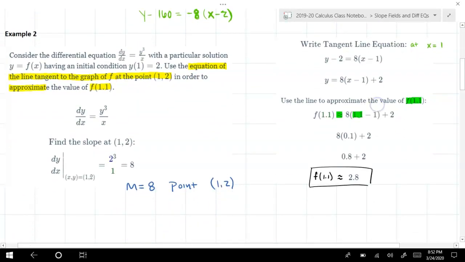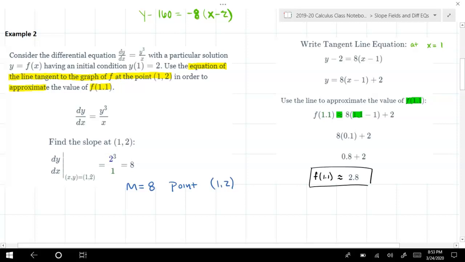Okay, example 2. Consider the differential equation dy/dx equals y cubed over x, with a particular solution y equals f of x, having an initial condition y of 1 equals 2. So we have the point (1, 2). Use the equation of the line tangent to the graph of f at this point (1, 2) in order to approximate the value of f of 1.1.